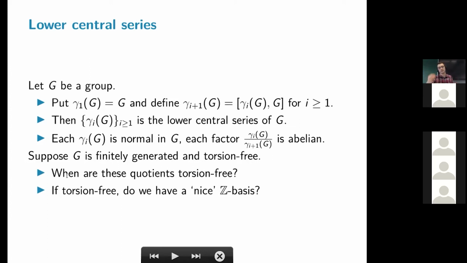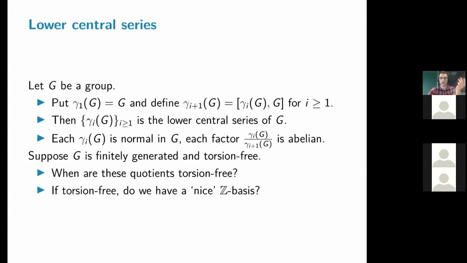So one question is, for which groups are these quotients torsion-free? Because free abelian groups of finite rank are as close as you can get to vector spaces in group theory, so this is very useful to work with. And moreover, if they are torsion-free, they are free abelian of finite rank. So you can try to find a Z basis, so a basis as free abelian group. And then the question is, can we find a nice basis, where nice can be anything you define to be nice.